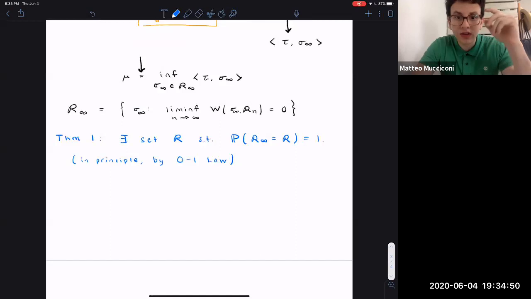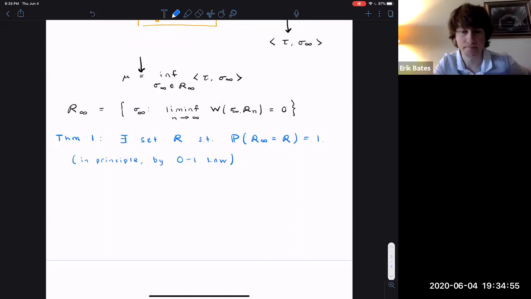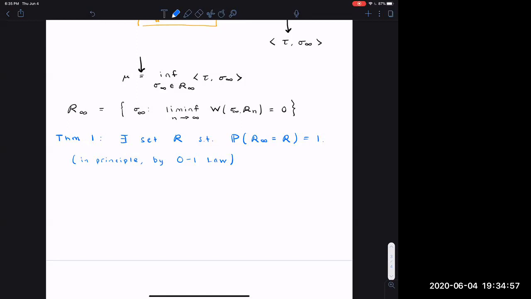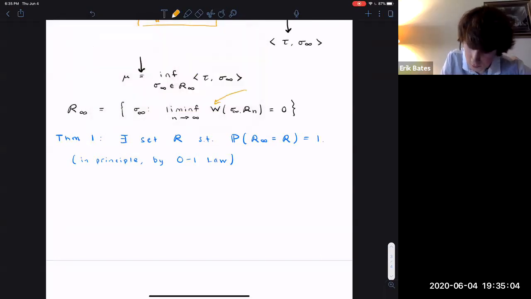Erik, there is somebody who wants to ask a question? Yes, please. Hey, Erik, what is W of sigma infinity comma Rn again? Yes, so this W, I'm just using it to denote Wasserstein distance.